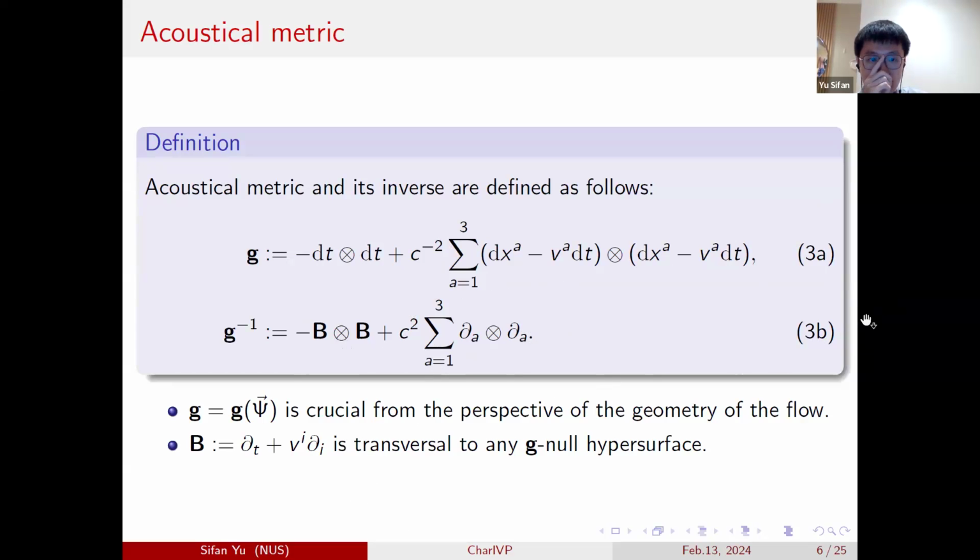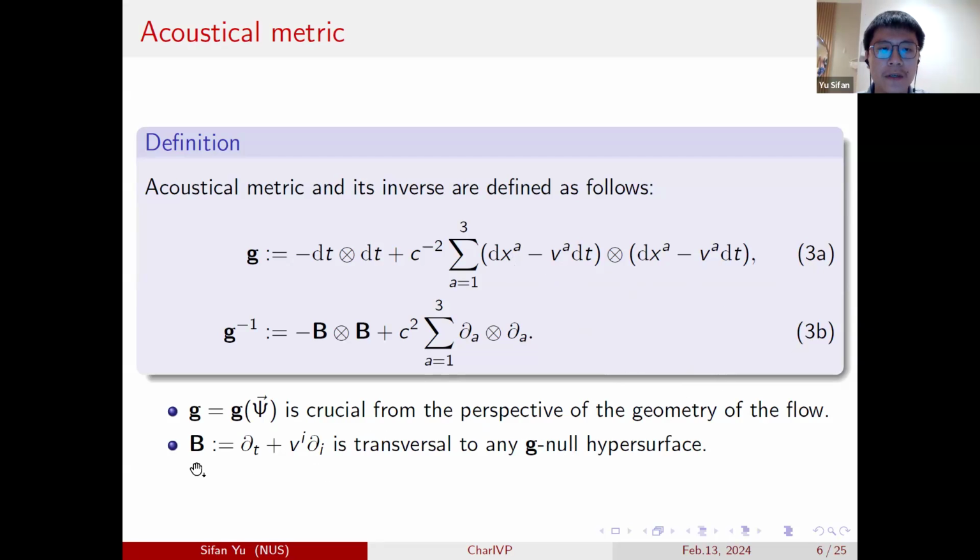This is the metric which governs the quasi-linear wave equations derived directly from the first order Euler equations, and it governs the sound waves. Basically, we will construct its characteristics, which are the hypersurfaces along which sound travels.